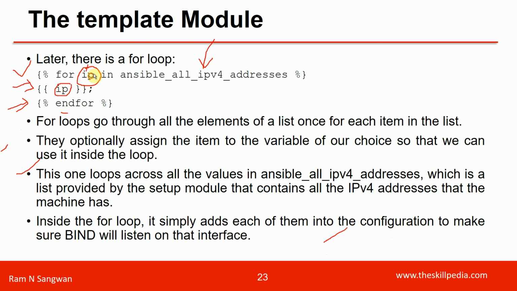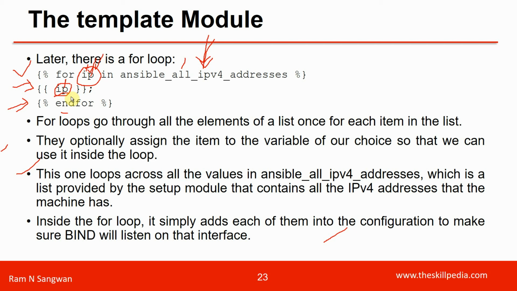It can be anything because we are specifying for IP. This can be donkey: for donkey in Ansible all hosts, and here we should use donkey. If I specify here Dora, it will use Dora. So for Dora in Ansible all IPv4, because this Dora will be a variable which will take all items from the list one by one. And here then we have to use Dora.